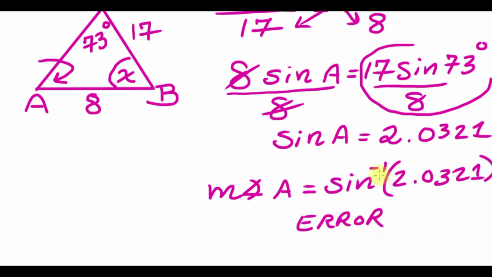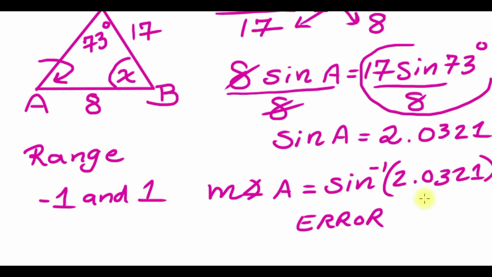Okay, because it's not possible. If you look at the range for sine, it is between -1 and 1. Okay, and then this number here, 2.0321, is greater than 1, so that would not be possible. Okay, so you cannot have a triangle using the given information that were given to you. So this is not possible, so this one has no solution.